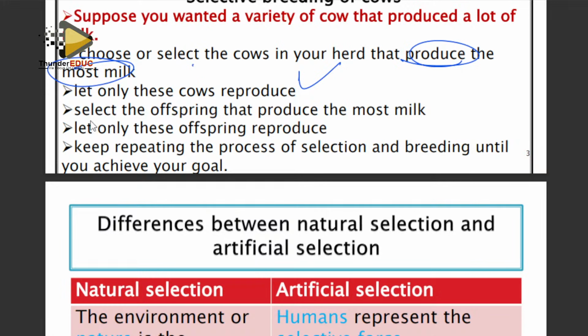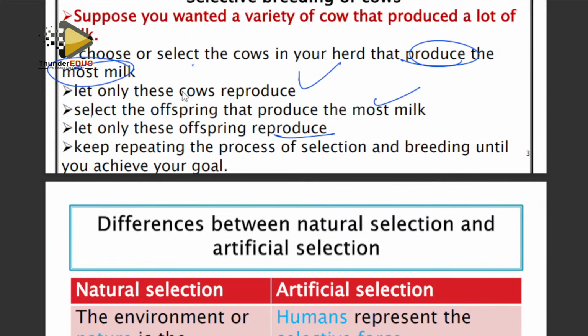And then after that, select those offspring that produce the most milk. Once they produce babies, there will be those who are able to produce the most milk, and those who can't. Those who can't, just sell them, eat the meat. And then leave those ones which can produce milk. Let only those offspring which can produce milk reproduce again. So give them a chance to do it again.